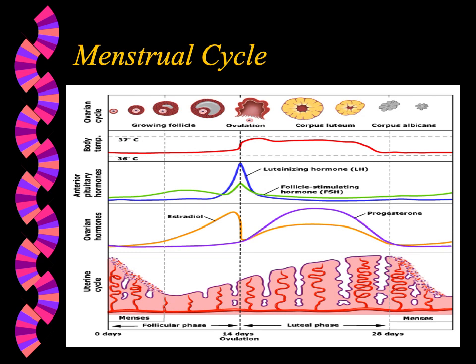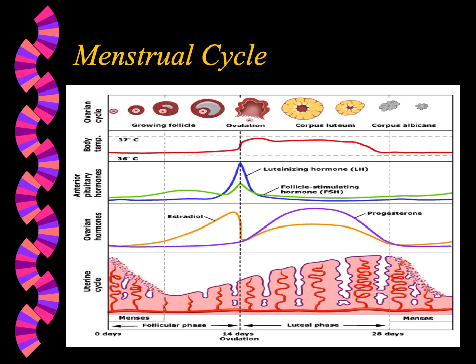In the pre-ovulatory phase, the FSH is the more predominant hormone coming out of the anterior pituitary. The FSH acts on the ovary to grow a follicle, because FSH is follicle stimulating hormone. And as that follicle grows, it produces estradiol. The estradiol acts on the uterus to cause the endometrium to become proliferative.